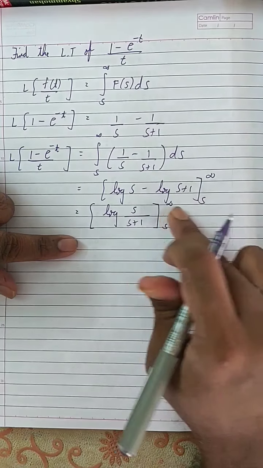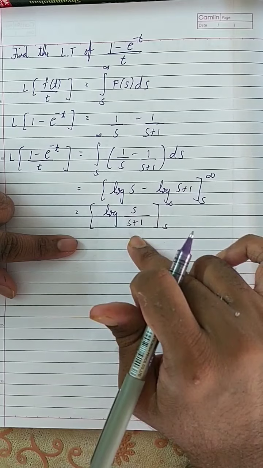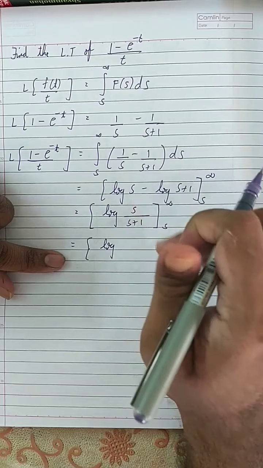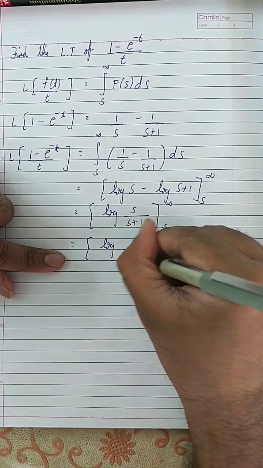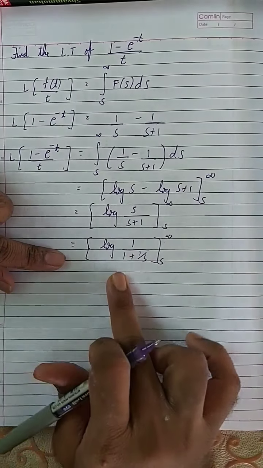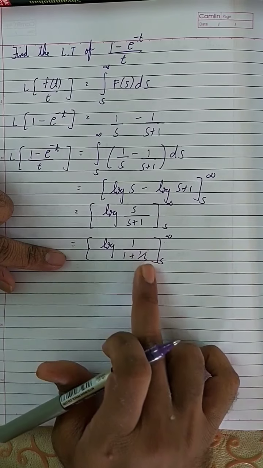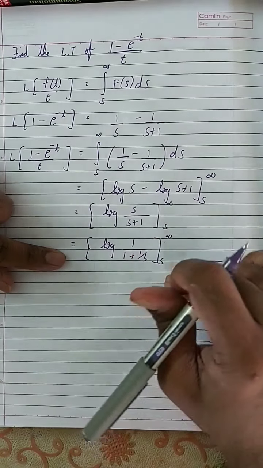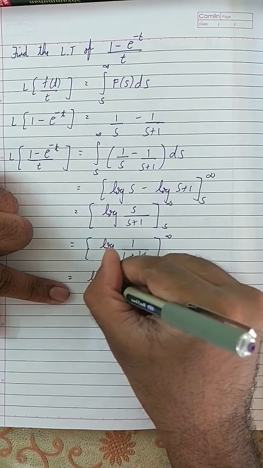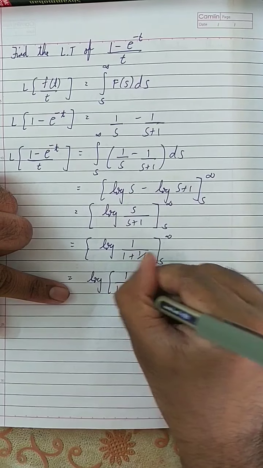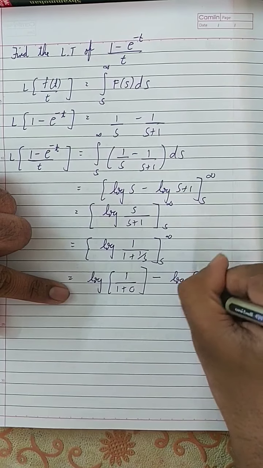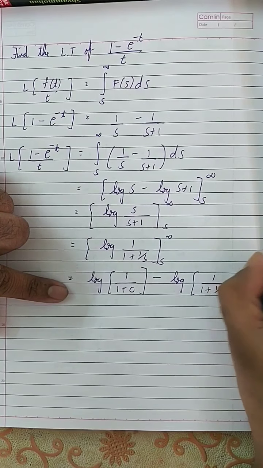Still I cannot substitute, because this will become log infinity by infinity. So I need to make one more modification. I'll divide both the numerator and denominator by s. This will become log of 1 by 1 plus 1 by s from s to infinity. Now I can apply infinity, because 1 by infinity is 0, so that will be a definite value. If I substitute infinity, I'll get log of 1 by 1 plus 1 by infinity, which is 0, minus log of 1 by 1 plus 1 by s.